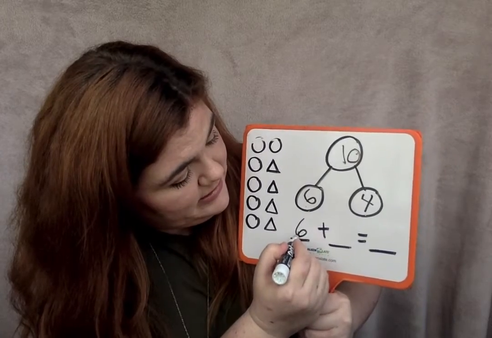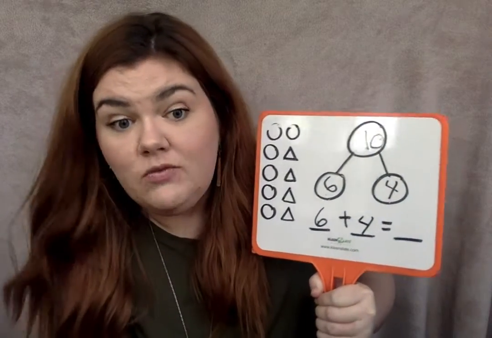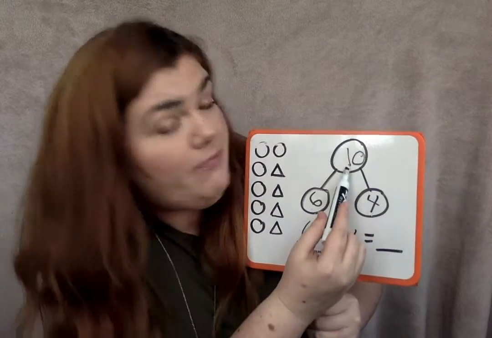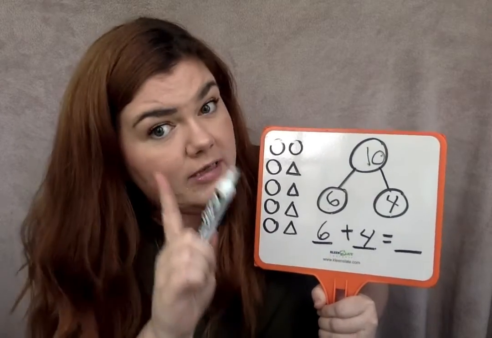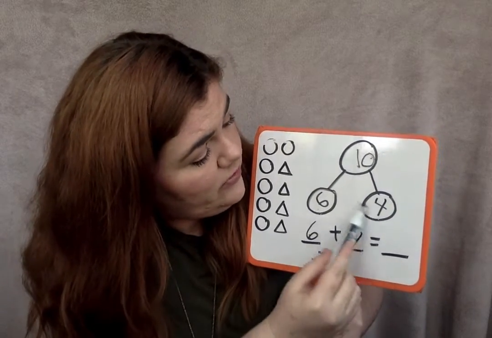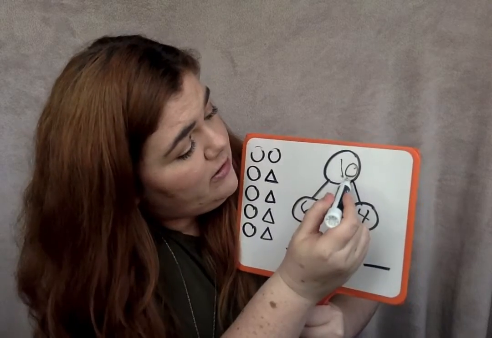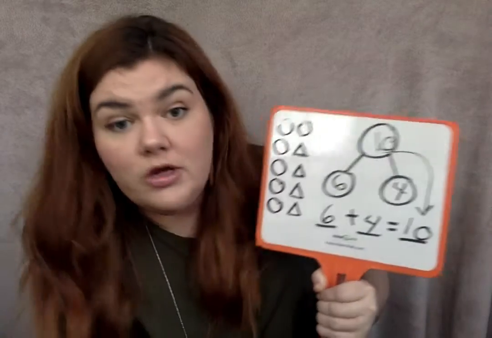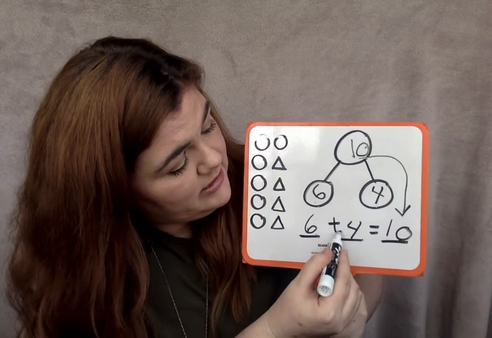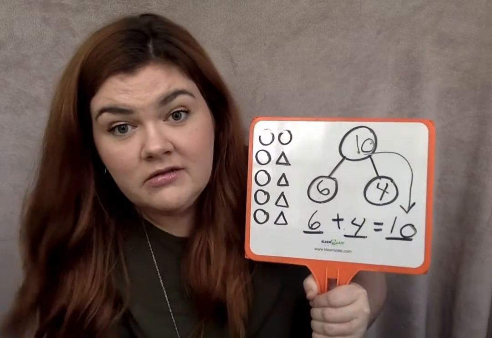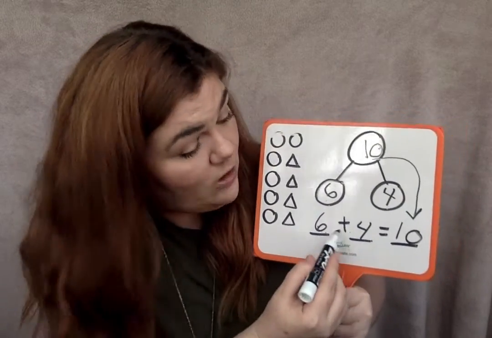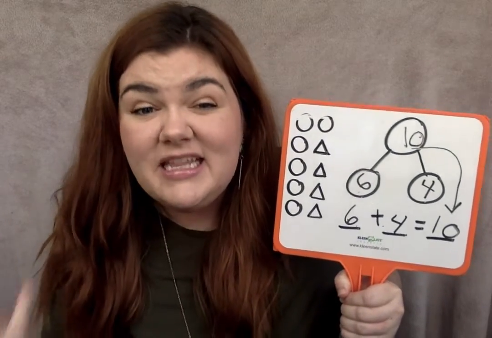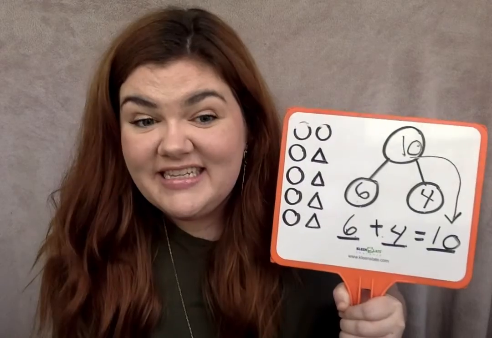I'm going to put 6 plus 4, and we know that the number that always comes after the equal sign is the number that's in the whole. Always, always, always. It's never going to be the 4 or the number that's in the parts. It's always going to be the number that's in the whole. So you should have 6 plus 4 equals 10. Is it okay if you did 4 plus 6 equals 10? Absolutely, because it still makes the same number, which is 10.